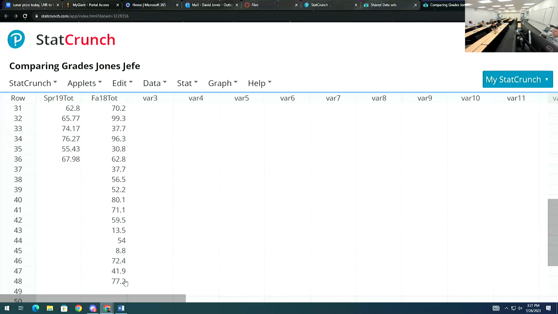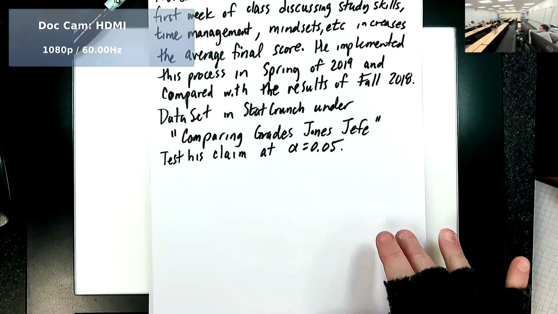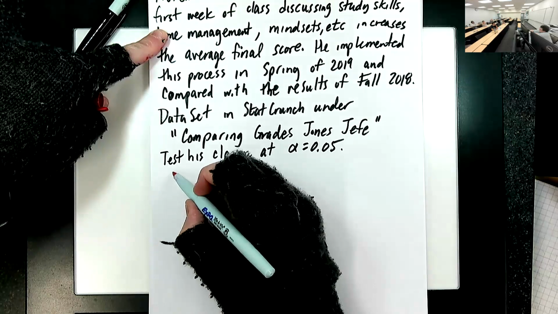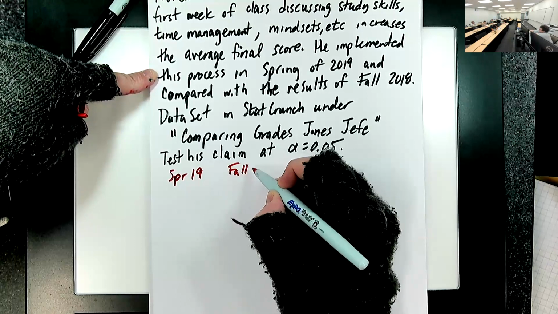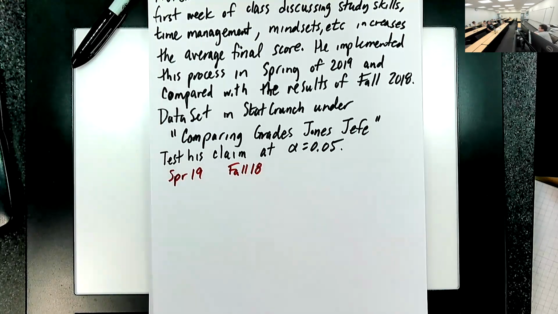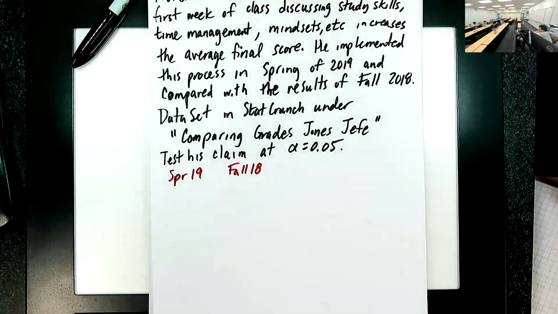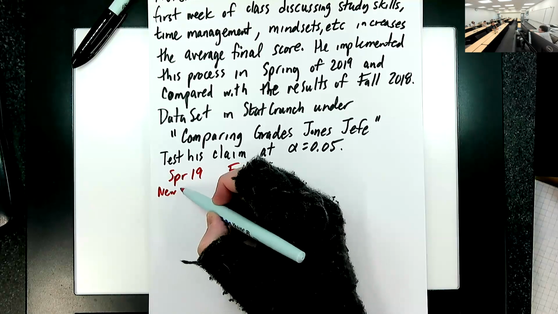So we have spring 19 data and fall 2018 data. I want you to see what it looks like so that when we're reasoning out the next steps, we can decide what we're doing. These are average scores at the end of the semester, not final exam scores, but overall final scores. Spring 19 had the new process.